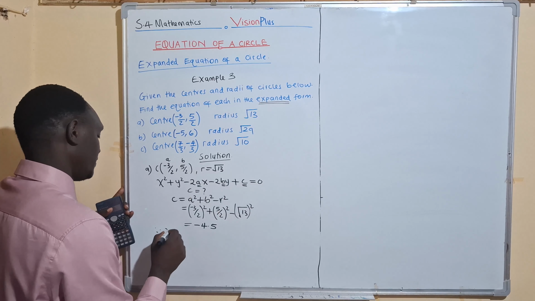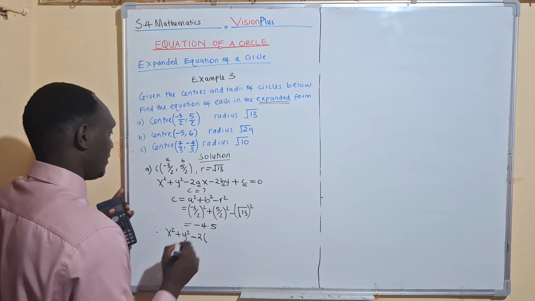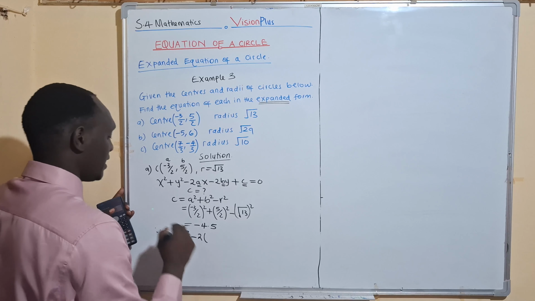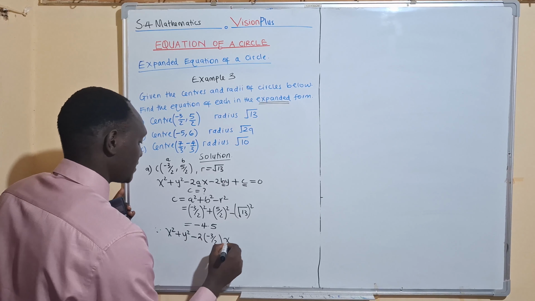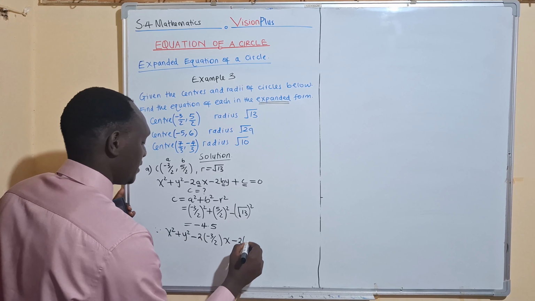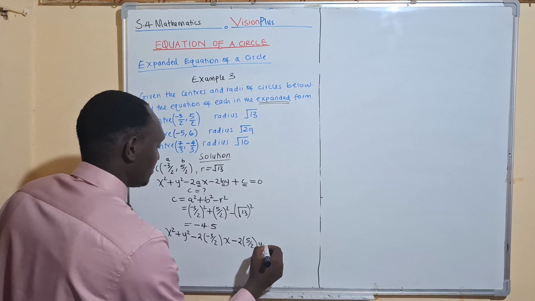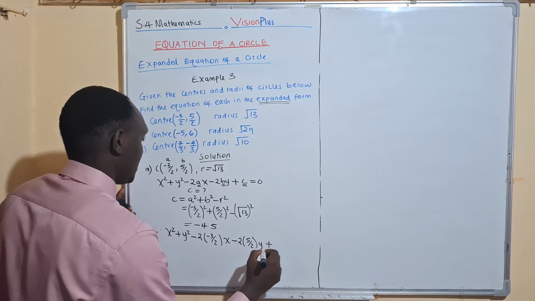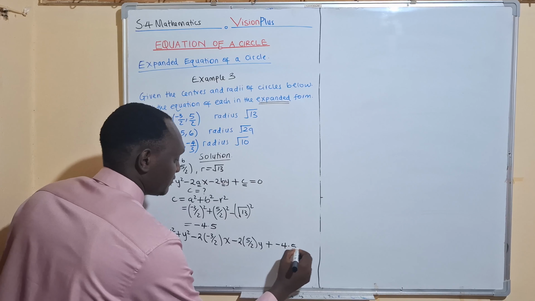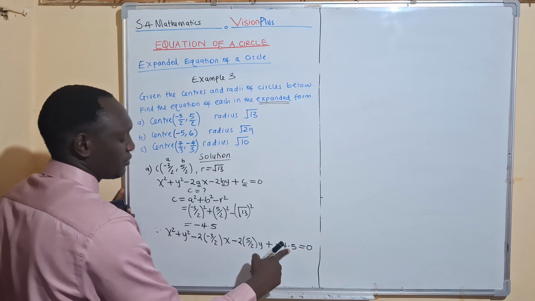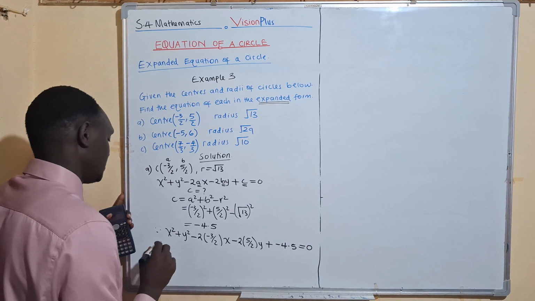Therefore, we shall have x squared plus y squared minus 2a. What is a? A is -3 out of 2. There is x there, minus 2b. B is 5 out of 2. Then there is y attached and then plus c. By c, c is -4.5 equals to 0. You can write it in fraction as 9 out of 2. There's no problem. The same.